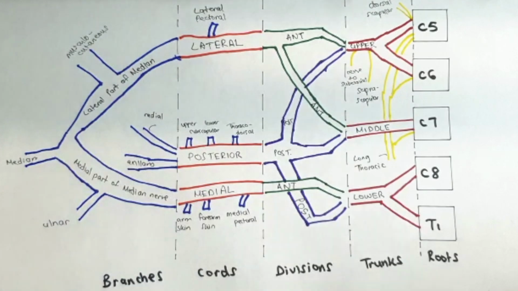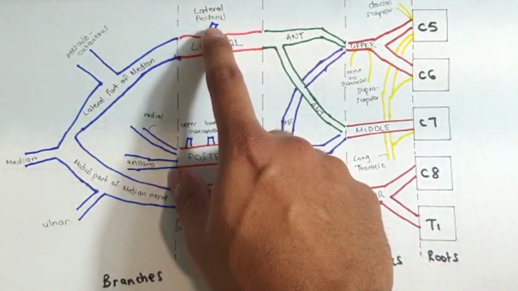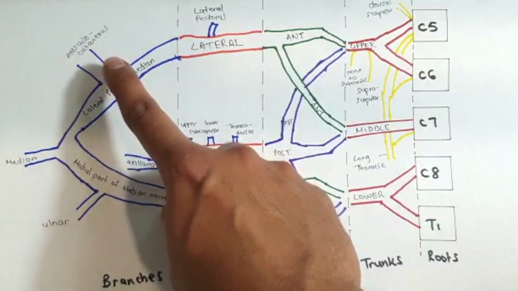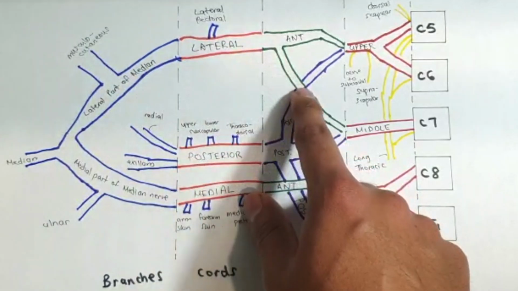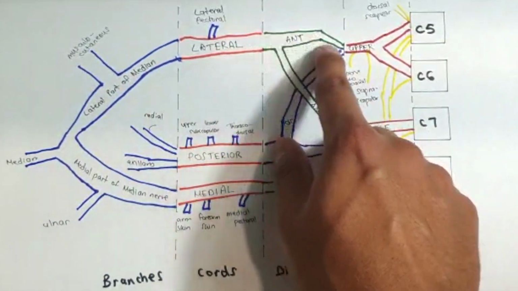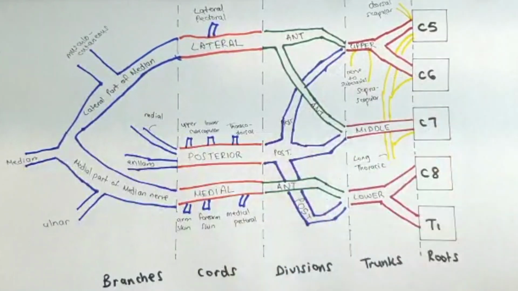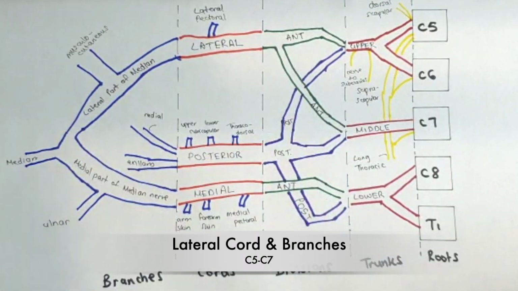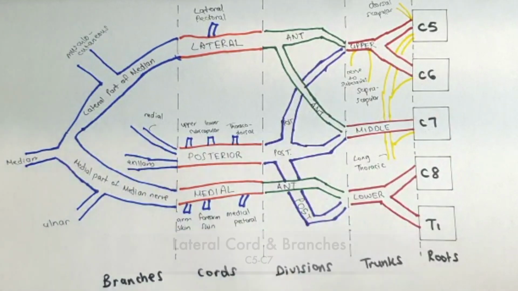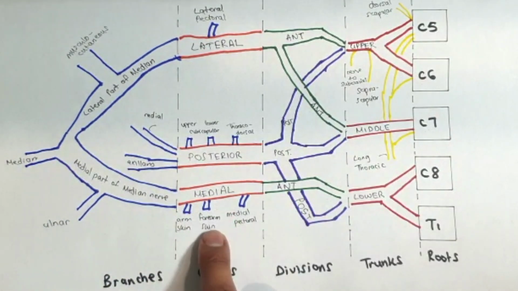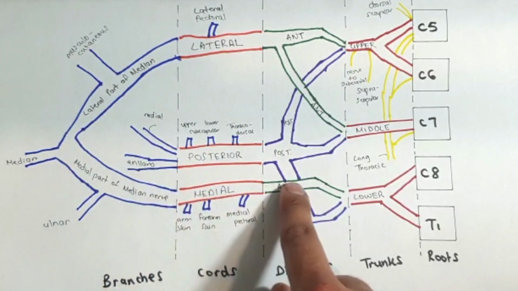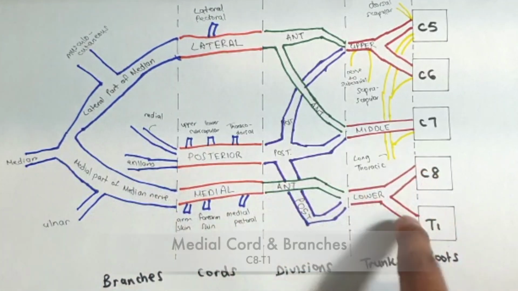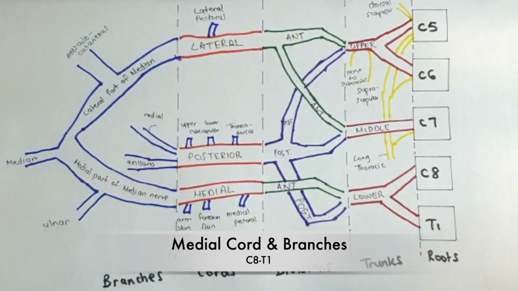Now, if we look at the lateral cord and we look at the lateral branches, so you have the lateral pectoral, the lateral part of the median, and the musculocutaneous nerve. If we were to trace back the steps for the lateral cord, we can see that they all are supplied from C5, C6, and C7. Similarly, for the medial cord that gives rise to the medial pectoral, the medial cutaneous of the arm and the forearm, the medial part of the median nerve, as well as the ulnar nerve, if we were to retrace our steps back for them, we can see that they arise from C8 and T1.